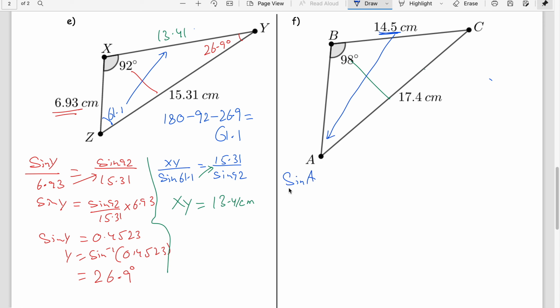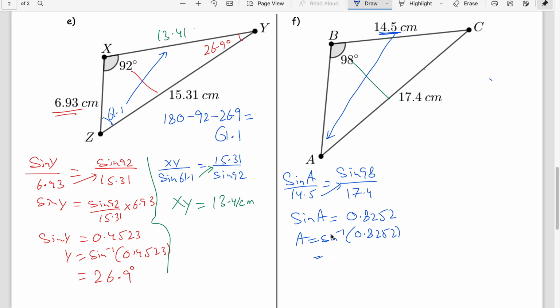So sine of a divided by 14.5 is equals to sine of 98 divided by 17.4. So cross multiply, sine a is equals to sine 98 divided by 17.4 times 14.5, and you're left with 0.8252, and a is sine inverse of your answer, and that is 55.6. Now we have this angle which is 55.6.